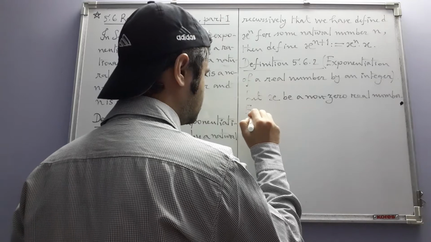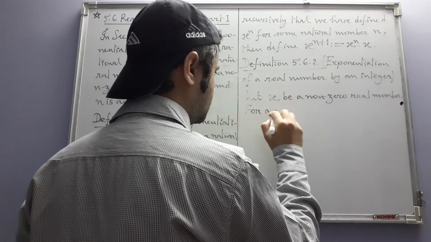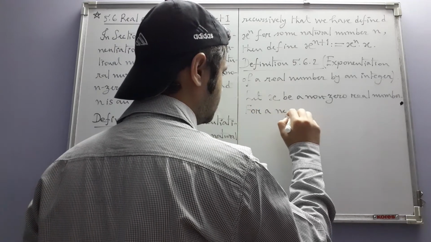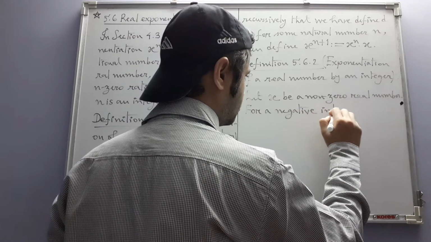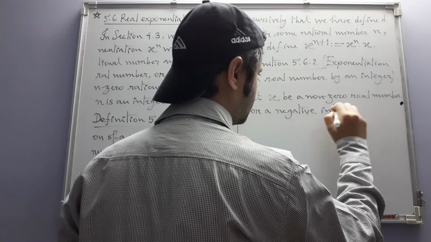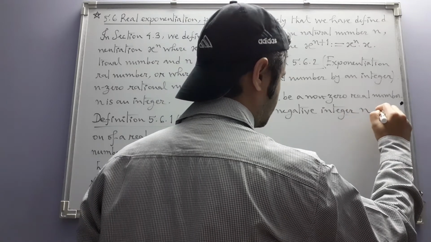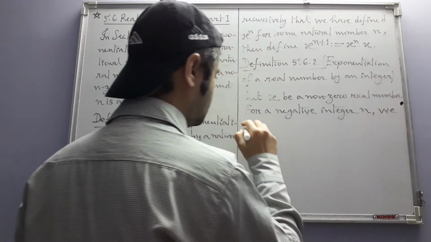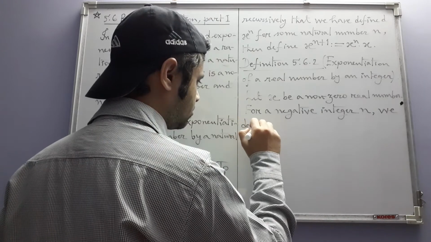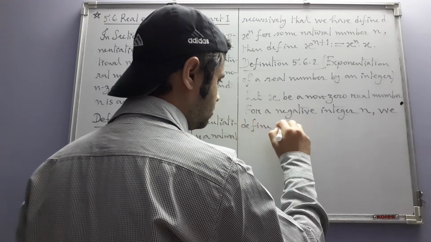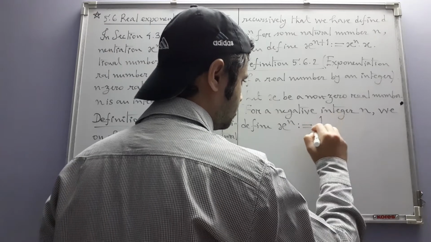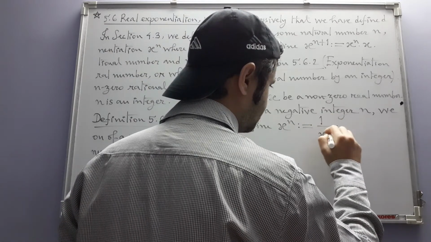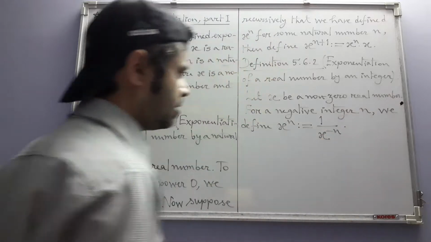For a negative integer n, we define x to the power n equal to the reciprocal of x to the power minus n.